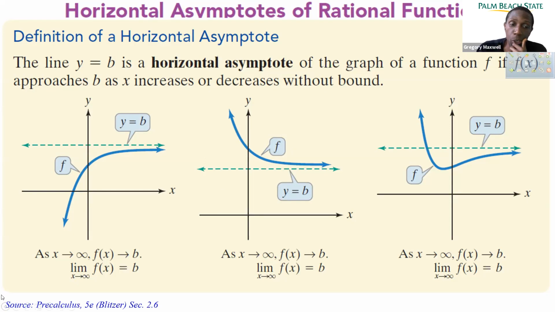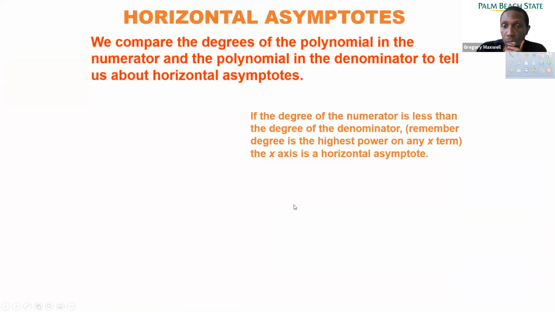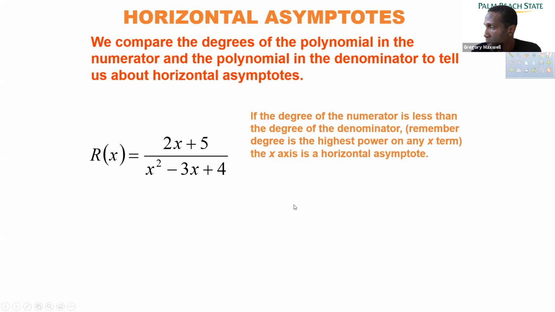A horizontal asymptote occurs when you go toward either positive infinity or negative infinity. It turns out to be the same number, whether you're going toward positive infinity or toward negative infinity. All right, so how do you find the horizontal asymptotes? There are three possible cases.